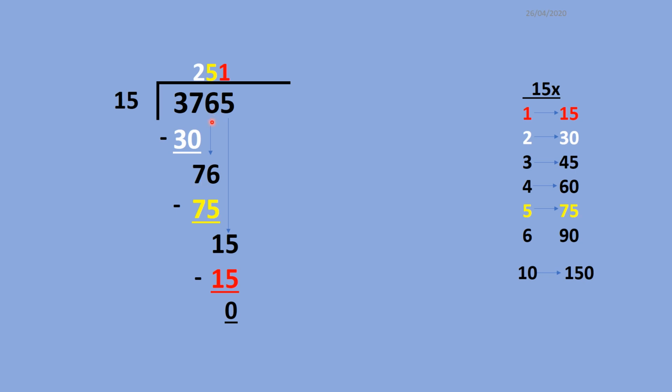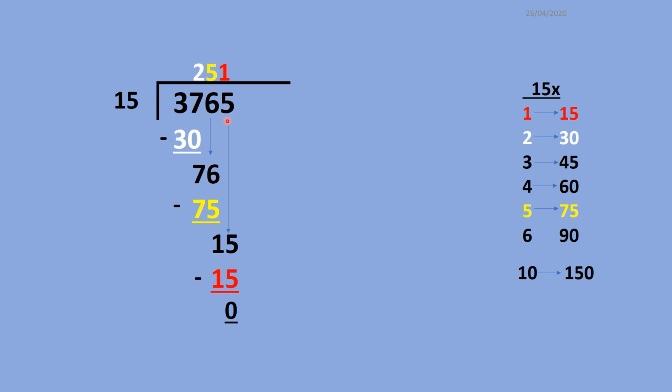Now I'll drop down this 6 next to the 7 and read it as 76, and then ask myself the same question: how many lots of 15 are in 76? If I come to my times table here, 5 lots of 15 is 75. So again, I'm going to write my 5 as my answer above the 6 here, and take away this 75 from the 76 here. So 76 take away 75, I will have 1 remaining.